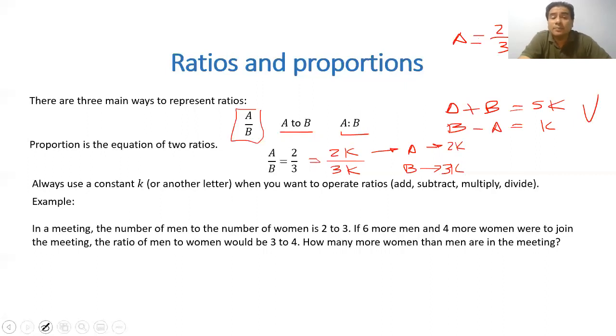Let's see an example. In a meeting, the number of men to the number of women is 2 to 3. If 6 more men and 4 more women were to join the meeting, the ratio of men to women would be 3 to 4. How many more women than men are in the meeting? Okay, don't forget that you can represent proportions, right? The number of men to the number of women, that is M, for example, to W.